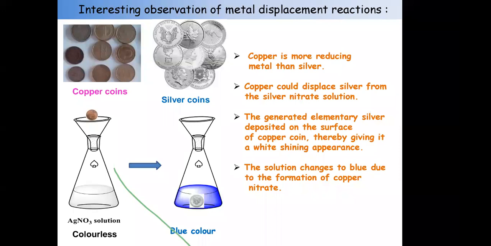This elemental metallic silver is depositing over the copper coin and giving a white shining appearance. And thus, it will seem to our eyes that the copper coin is gradually converting to a silver coin. So it is a very interesting application of metal displacement reaction.